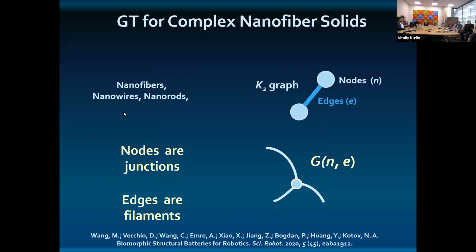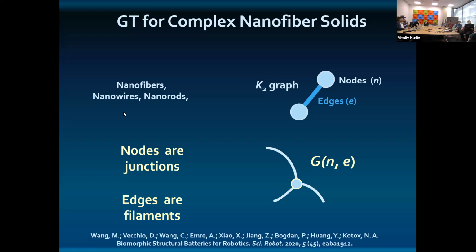In order to do that, we need to apply that original idea of graph description of the nanostructures. Here, we apply this idea of K2 graphs. These are rods, and the nanofibers are rods. So if we have this rod, this rod, this rod, or fiber, every intersection then becomes a node.